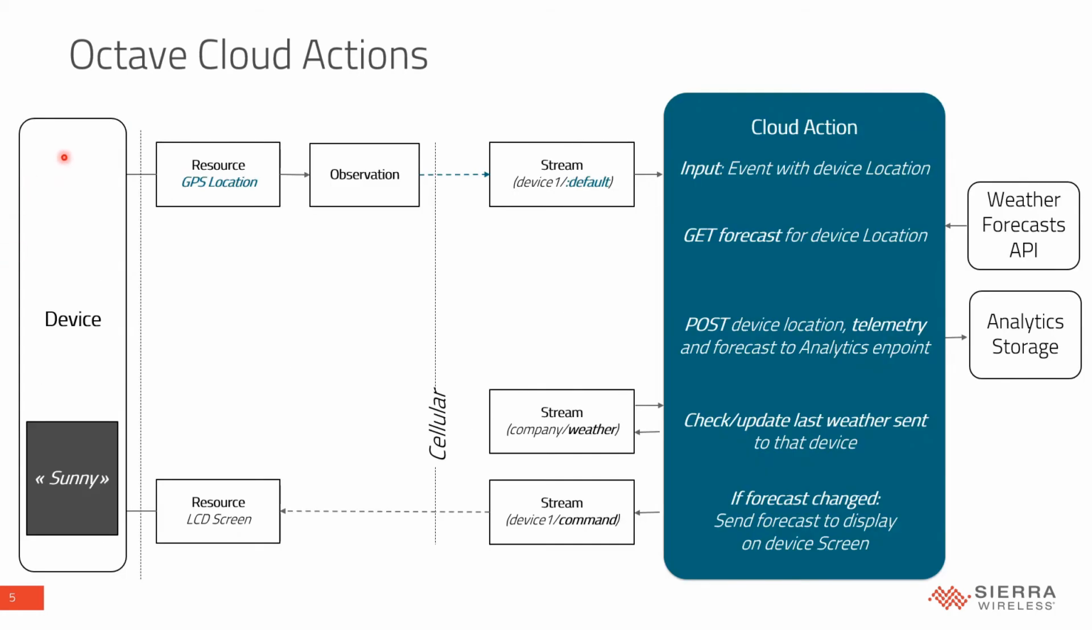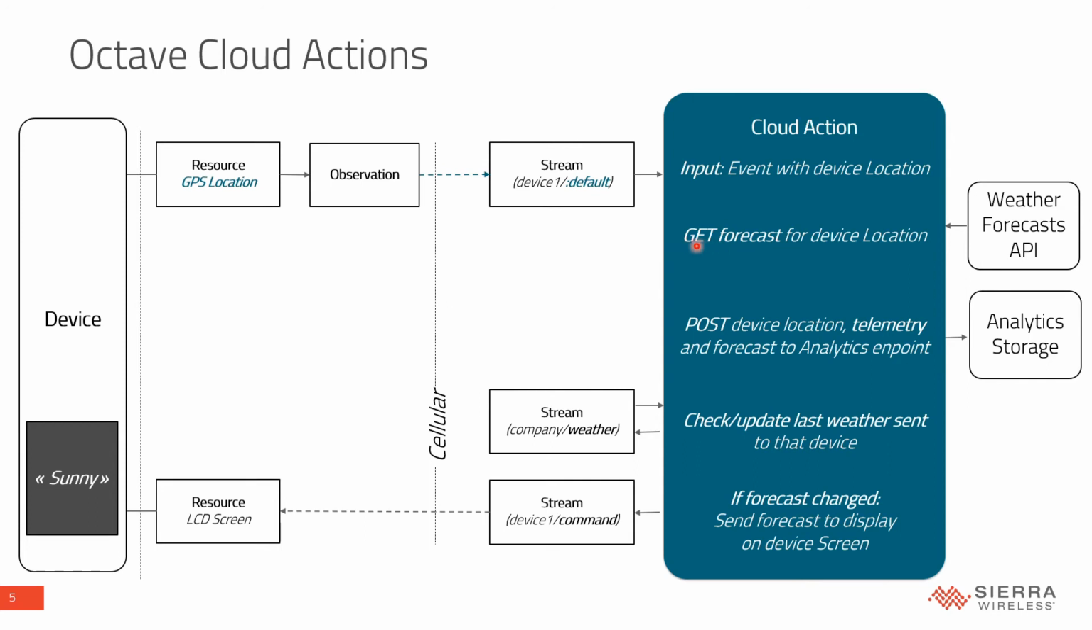In this diagram, on the left side we have the device, and on the right side we have the cloud action, and we'll see how this whole use case works. The device has a GPS sensor, which is reported through Octave resources and observations, and this information is reported through events in the device default stream. The cloud action will be configured to pick up events coming in that stream, and from these events it will retrieve the device latitude and longitude.